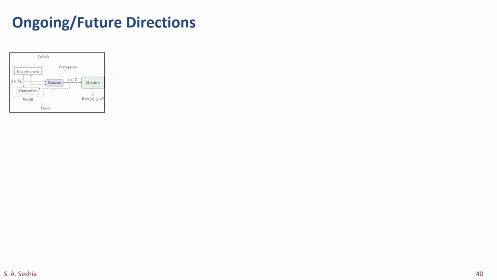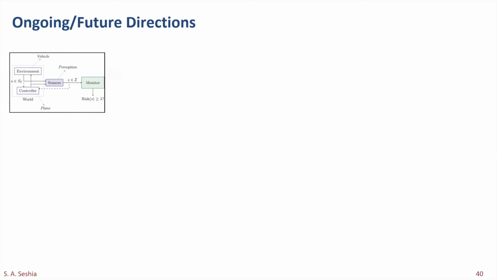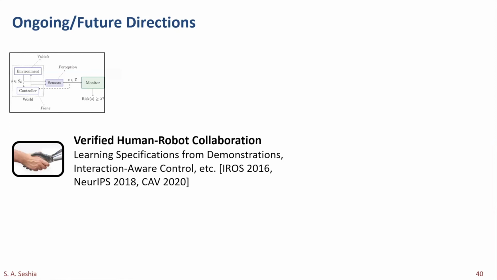I want to end in the next few minutes with just a quick summary of some ongoing and future directions. So one piece of work, the animation is a little bit messed up here. I'll come back to this one. This is work that we published at CAV earlier this year. I'll get back to it. We've been doing a lot of work on verified human-robot collaboration. And some of this relates to Lu Feng's question. A lot of that can be experimented with using Scenic.